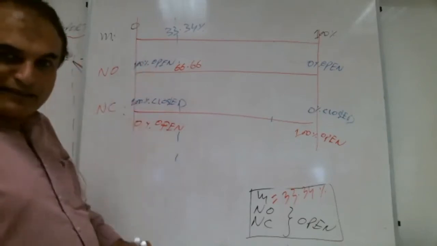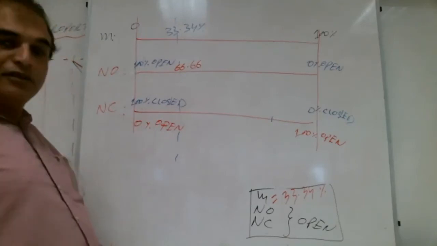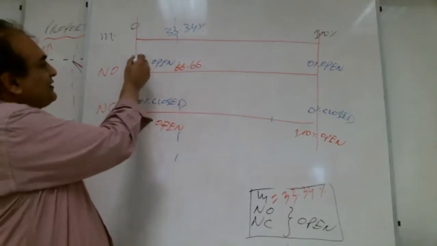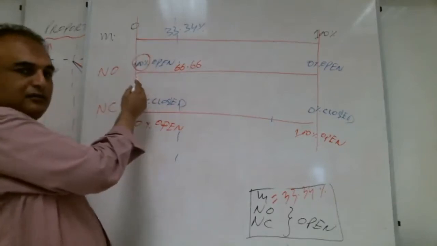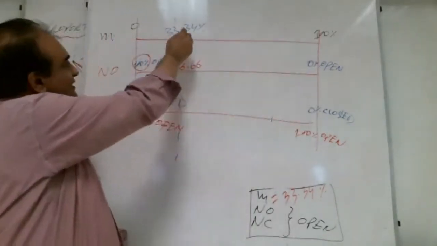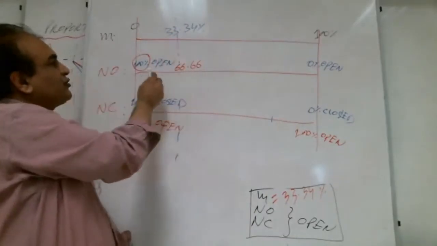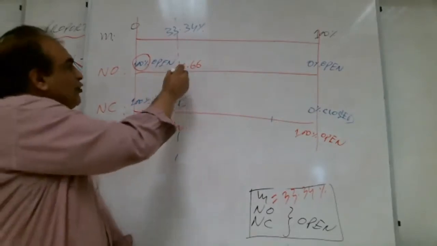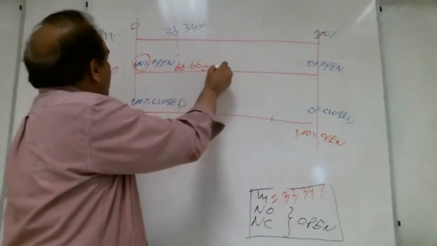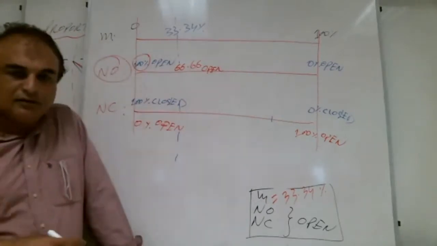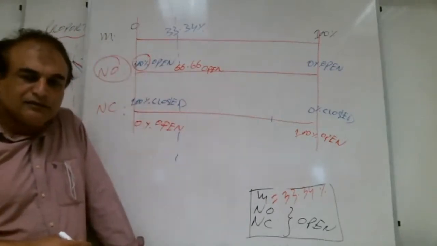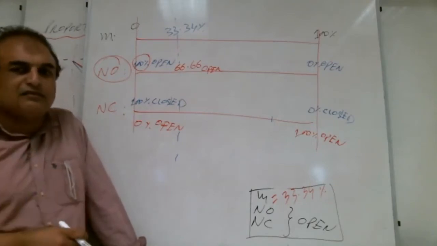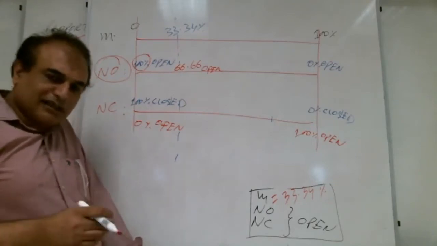Some brothers are writing 33.34% open. We are talking about normally open valve, Shabab. It is open here 100%. Here it is 0%. So signal is 33%. If you go by this side, it is 66.66% open for normally open valve. Shabab with me? Still somebody is not clear, please ask. A lot of brothers are writing clear.